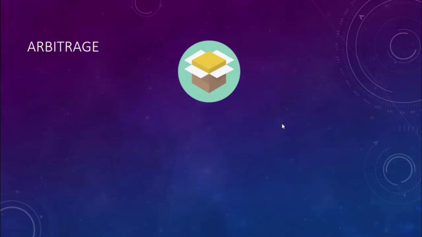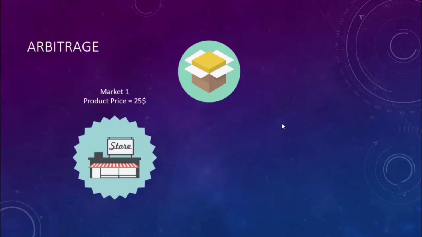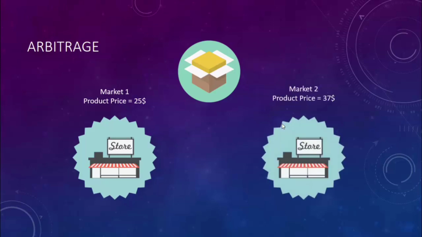Arbitrage. So we have a product, let's say an iPhone or a Samsung phone or anything like that, it doesn't matter. We have a product that is sold in two marketplaces, market one at $25 and market two at $37. What is arbitrage? Arbitrage is practically buying the product from market one and selling it in market two. We are profiting from the different price points of the two markets, which will be our profit. Obviously, price of market 2 minus price of market 1, which is $12. That will be our profit.